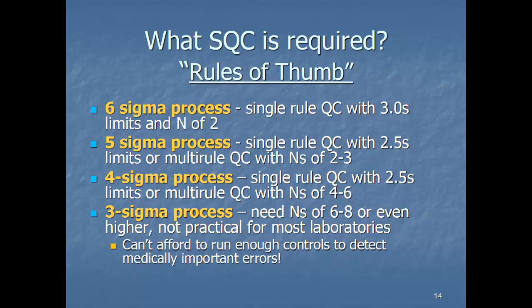When you get to a sigma of 4, double the number of controls and go to a multi-rule procedure. So you don't always have to do multi-rule, but you should do multi-rule when you have a sigma of 4 or lower. And when you get to a sigma of 3, you should throw the method out. You should stop. You should create a huge fuss in the laboratory. You should complain to your supervisor, who should complain to your director, who should buy a new method. Because that is not controllable to the quality that you say you want to achieve. You need to now either improve the performance or buy a new method.